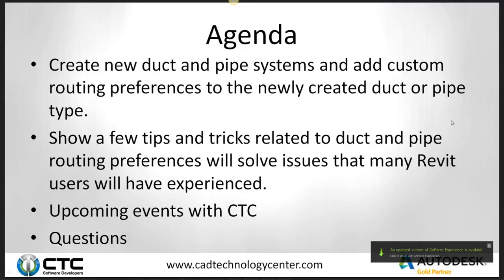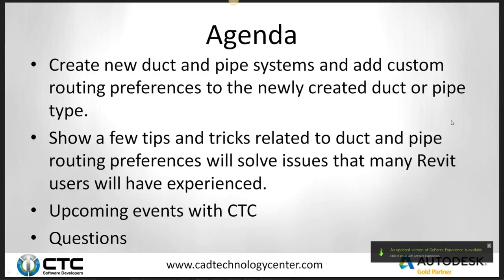Today we're going to talk a little bit about pipe and duct routing preferences in Revit. The duct and pipe routing preferences were introduced as a feature in Revit MEP 2013, with the idea being that you can assign segments and fittings to specific size ranges for use when routing duct or pipe.